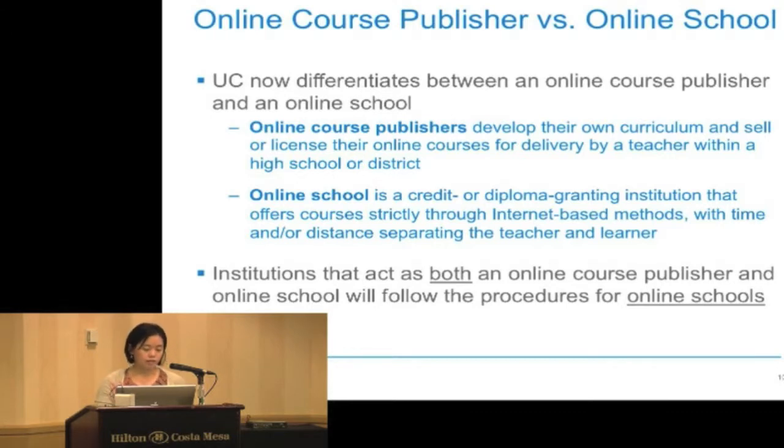But just to clarify, so an institution that acts as both an online school and an online publisher, so let's say it's a school that is online, but that particular school offers online curriculum that other schools can also adopt. In that case, the entity would be treated as an online school because under the new policy, being an online school trumps being an online publisher.